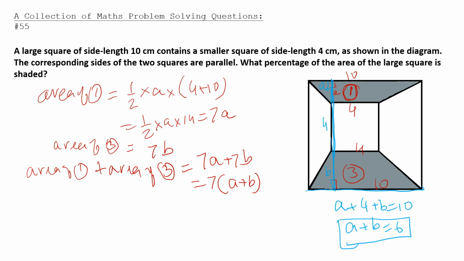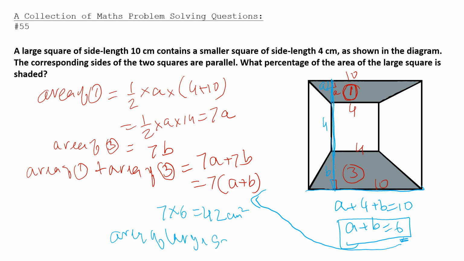So what that means is I can use this 6 here, and I would get the area of trapezium 1 plus the area of trapezium 3 as 7 times 6, that is 42 centimeters square. And the area of the large square equals 10 times 10, that's 100 centimeters square.